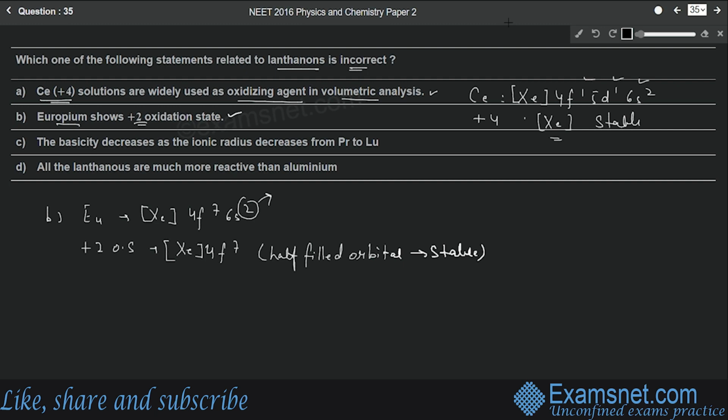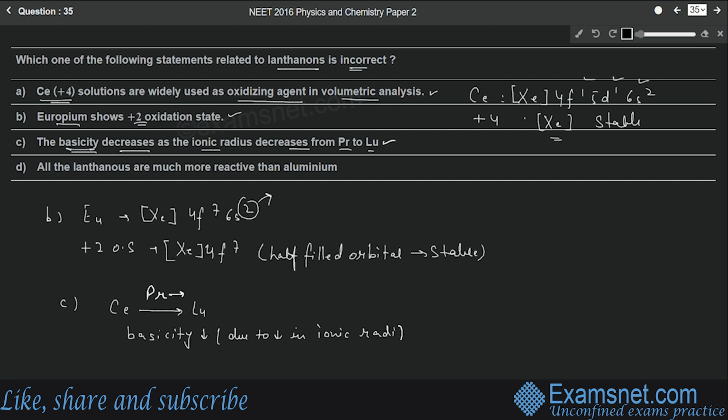Now the third statement says that the basicity decreases as the ionic radius decreases from Pr to Lu. So we know that from cerium to Lu, the basicity decreases due to decrease in ionic radii. Now Pr comes somewhere in between these two, so obviously from Pr to Lu also the basicity will decrease. So this is also a correct statement.